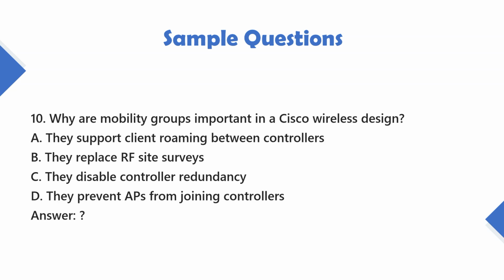10. Why are mobility groups important in a Cisco wireless design? A. They support client roaming between controllers. B. They replace RF site surveys. C. They disable controller redundancy. D. They prevent APs from joining controllers.